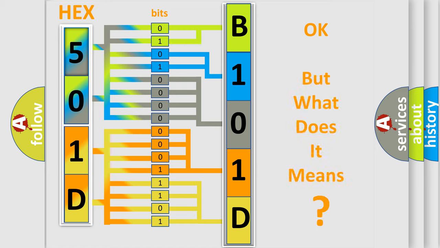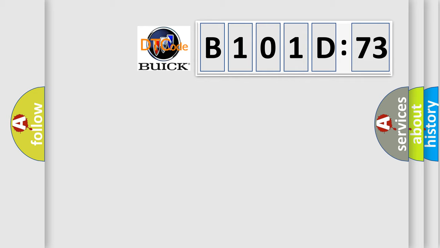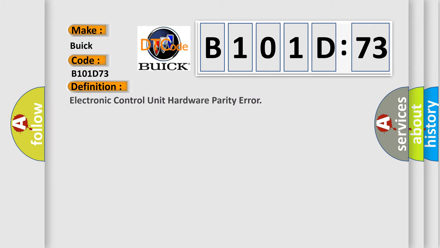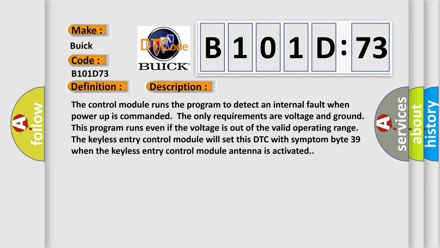The number itself does not make sense to us if we cannot assign information to what it actually expresses. So, what does the Diagnostic Trouble Code B101D-73 interpret specifically for Buick car manufacturers? The basic definition is electronic control unit hardware parity error. And now this is a short description of this DTC code.